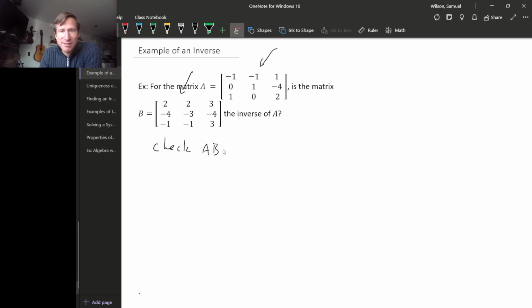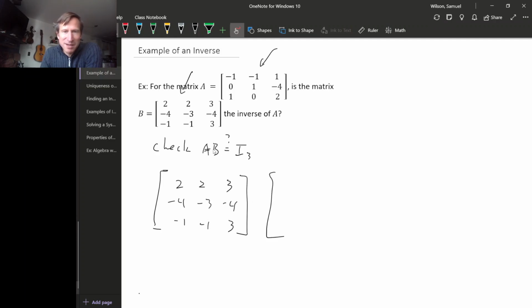So we can multiply these either way. So is it true that if we multiply A and B, we get the identity matrix of size 3? Let's just check. So 2, 2, 3, minus 4, minus 3, minus 4, minus 1, 3. I guess I've started writing down B first, and so I'm actually checking if B times A is the identity. If one of them is, then the other one will be as well. So let's just work out this matrix product and see what we get.